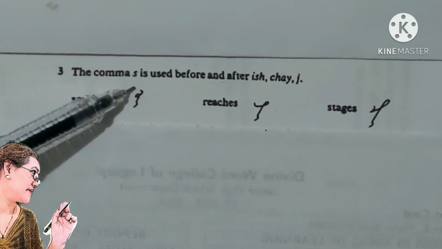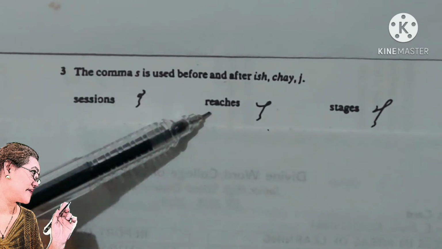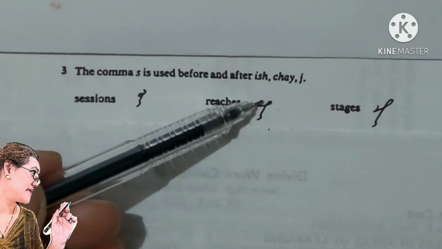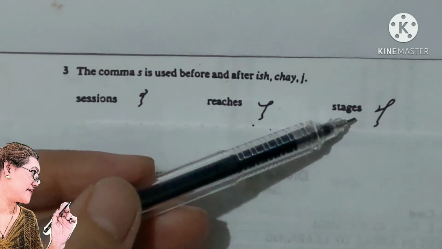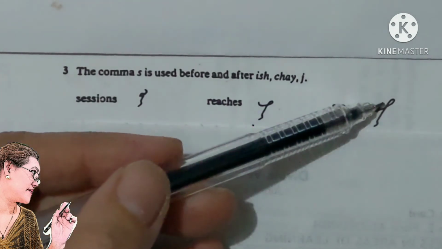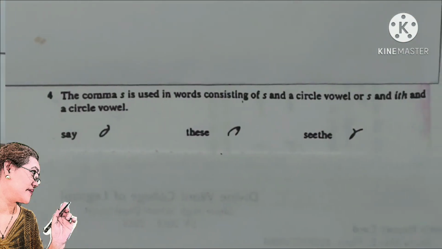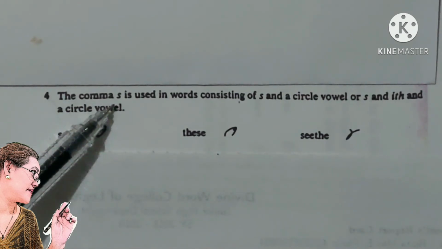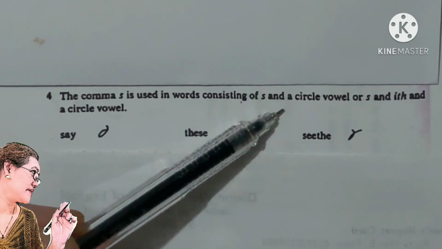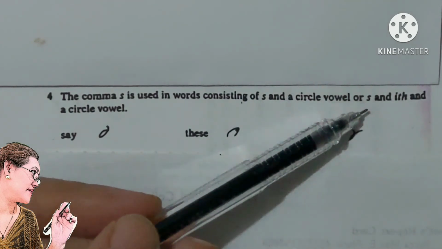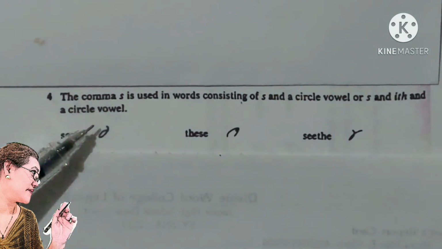Sessions, S-E, ish, S. Reaches, R-E, J, S. Stages, S-T-A, J, S. The comma S is used in words consisting of S and a circle vowel, or S and it and a circle vowel.